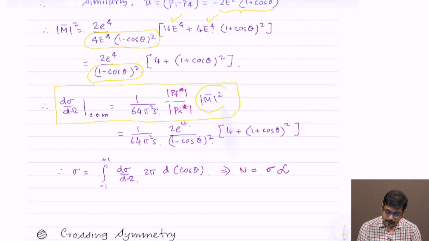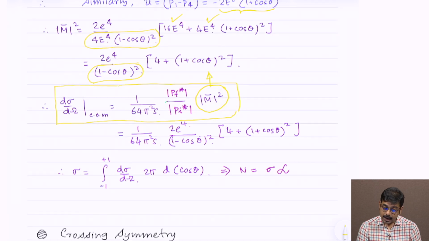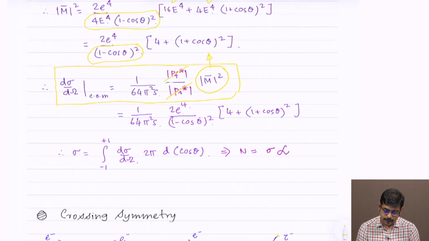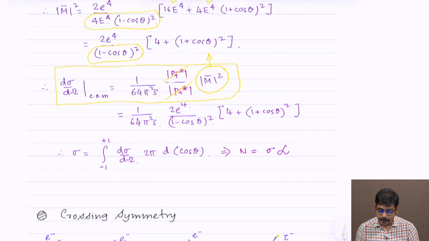So this is something that we have already calculated in the above expression, and here P_f star and P_i star, which are the final state particle momentum in the center of mass frame, are essentially the same, so they also get cancelled. What we therefore have, the differential cross section, is 1 by 64 pi squared S, 2 e to the power 4 by (1 minus cos theta) whole squared into 4 into (1 plus cos theta).